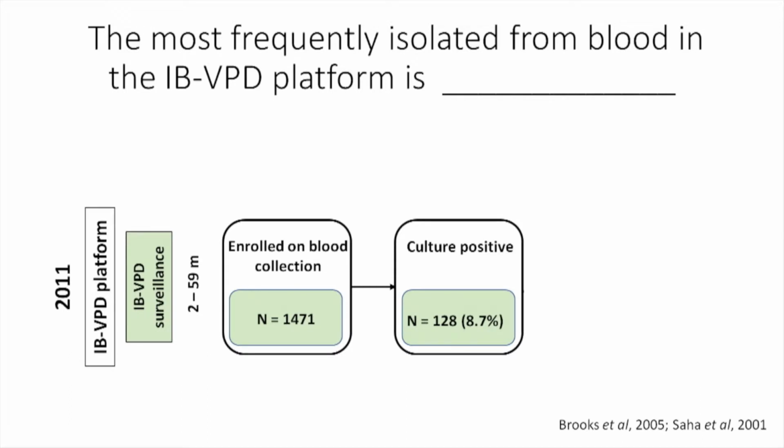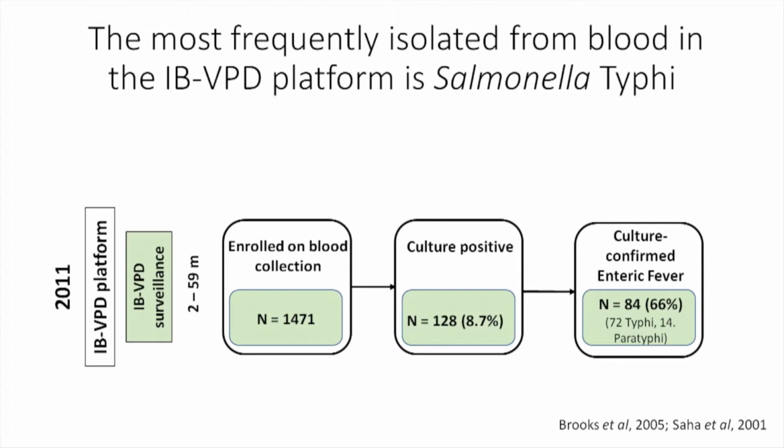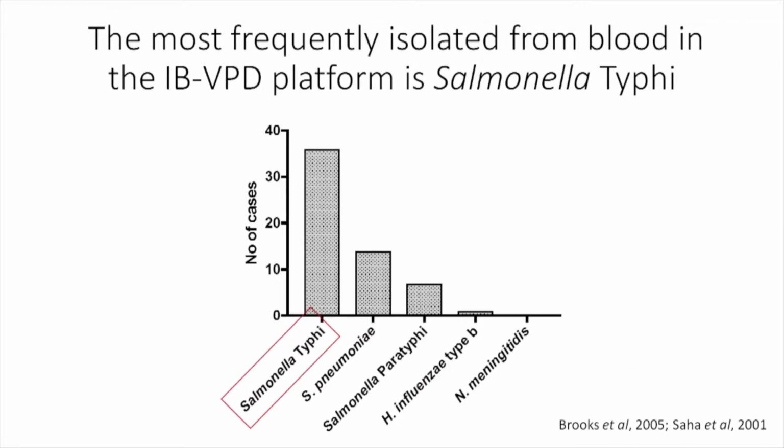We tested blood specimens from 1,471 suspected meningitis, pneumonia, and sepsis cases, and of them, 128 were culture positive, and 66% or 84 were either typhi or paratyphi, so enteric fever cases. And this is how Salmonella typhi compares to the rest of the organisms, despite the fact that we were not even probing for enteric fever.